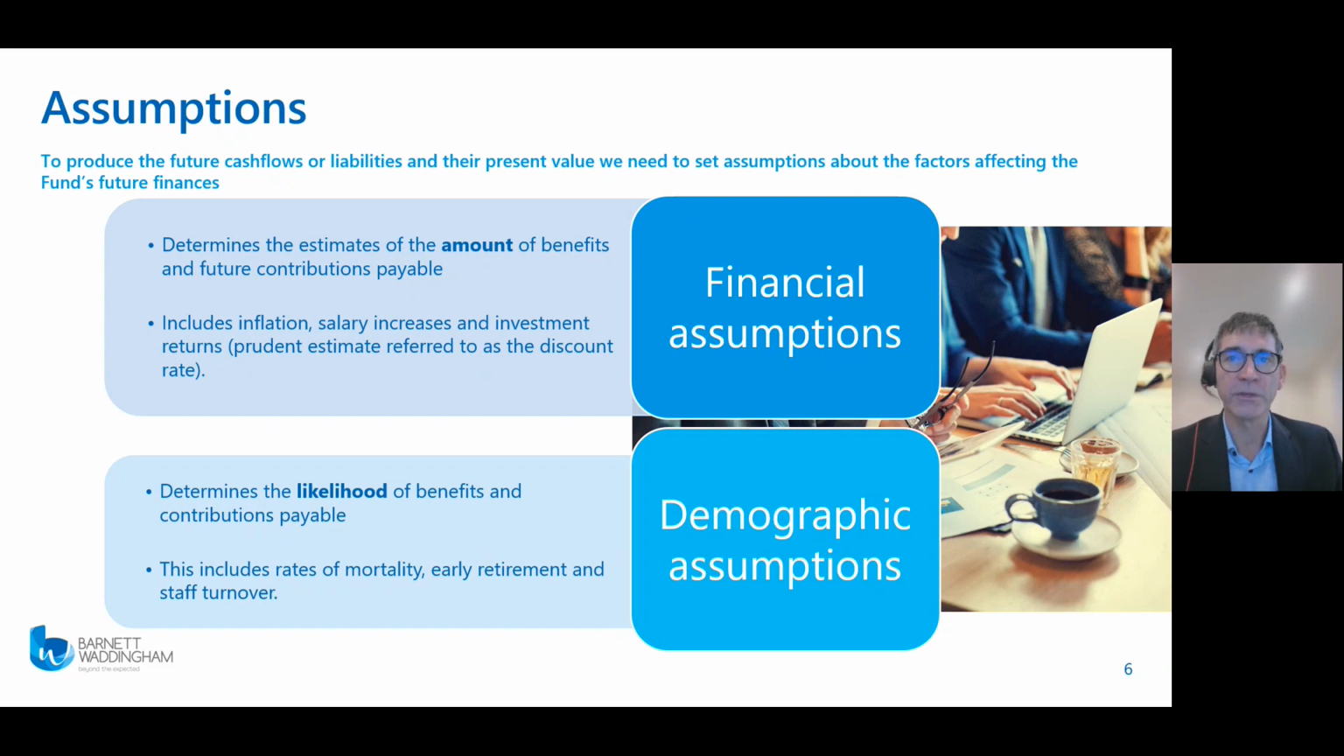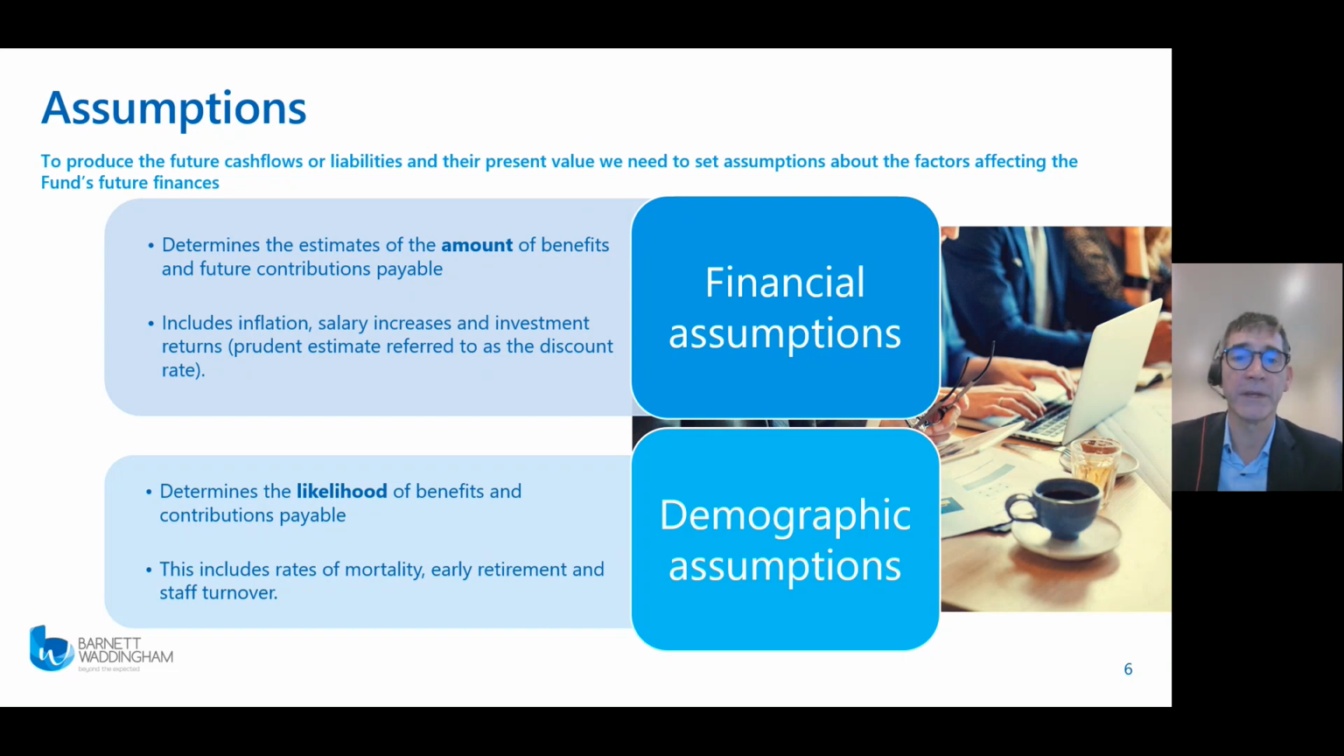The second group of assumptions is the demographic assumptions, which help determine for how long a benefit will be paid and when pensions will be paid. So assumptions like normal retirement age, early retirement, and longevity: how long will people live.